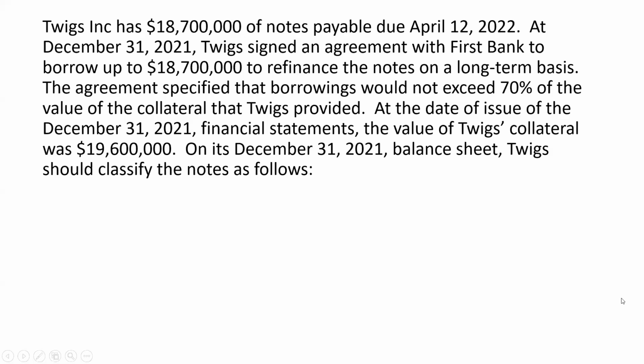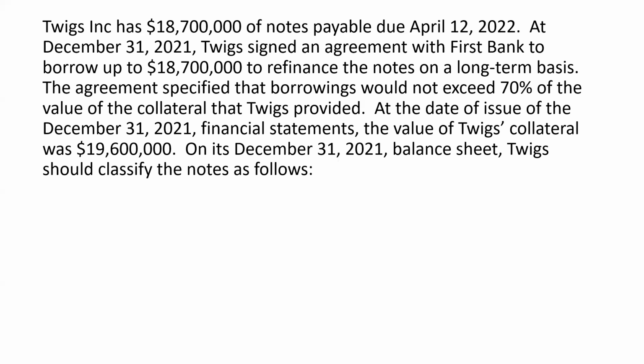All right, Twigs Inc. has $18.7 million of notes payable due on April 12th, 2022. At December 31st, 2021, Twigs signed an agreement with First Bank to borrow up to $18.7 million. They're saying, hey, we want to go ahead and borrow the whole amount and refinance it on a long-term basis. The agreement specified that borrowings would not exceed 70% of the value of the collateral that Twigs provided at the date of issue of the December 31st, 2021 financial statements.